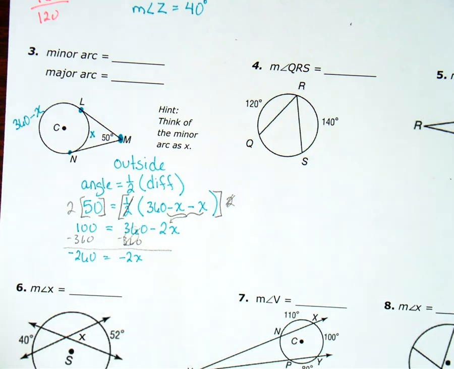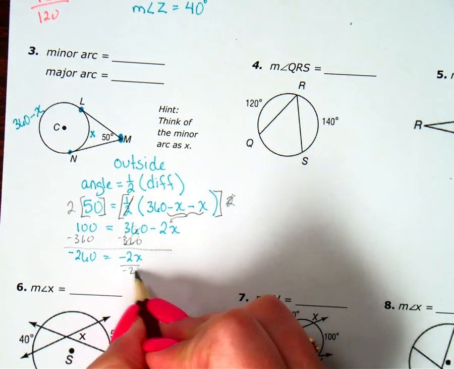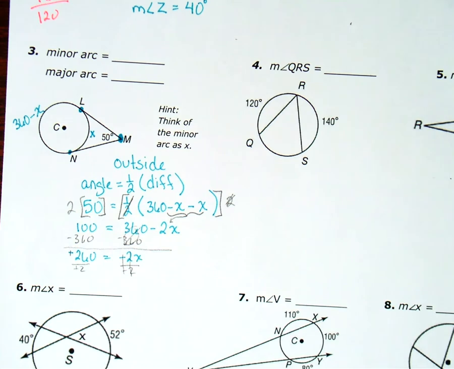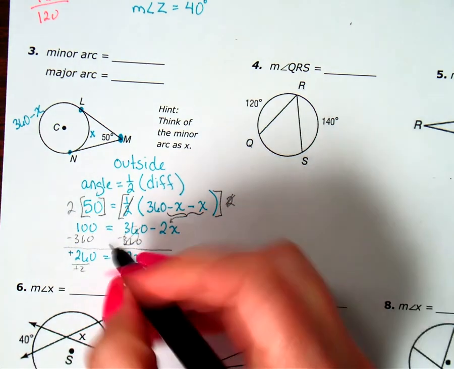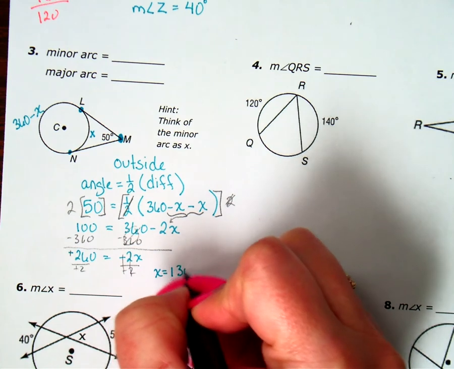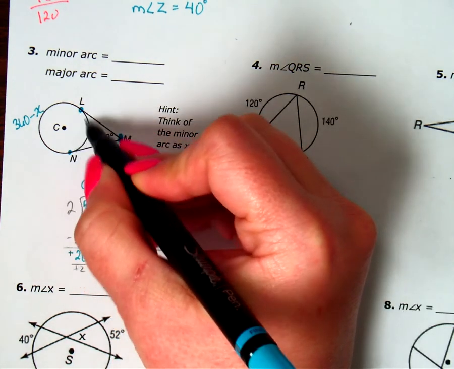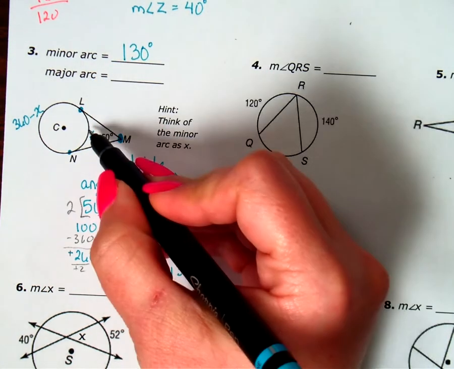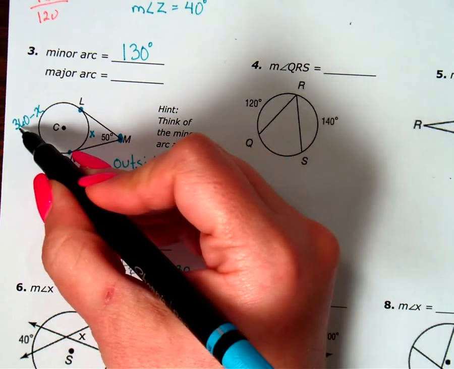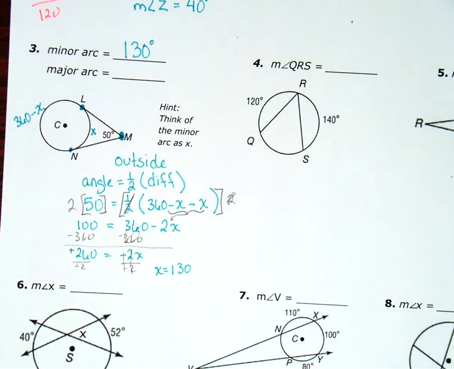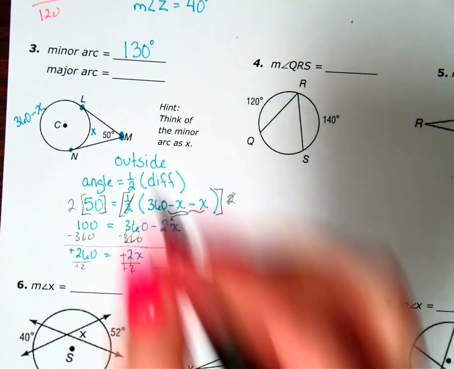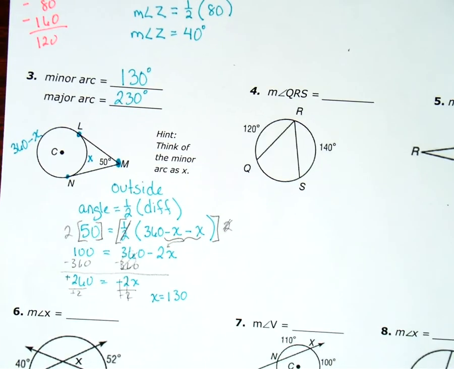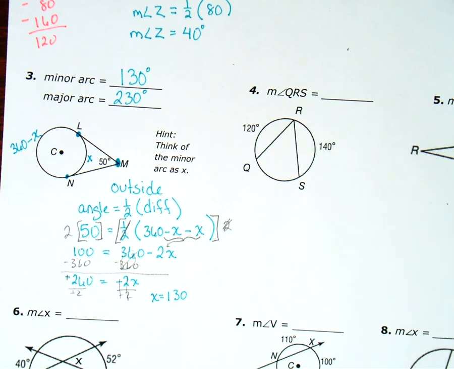Okay, so now to figure out what just x is, I'm going to divide both sides by a negative 2, which is good because we want to have positives, right? These negatives are going to cancel. 260 divided by 2 is 130, so x equals 130. Remember, x was my minor arc, so my minor arc is 130. And then what's my major arc? Well, if this is 130 and my major arc is 360 minus the x, 360 minus 130 is 230. Okay, so my minor arc is 130, my major arc is 230.